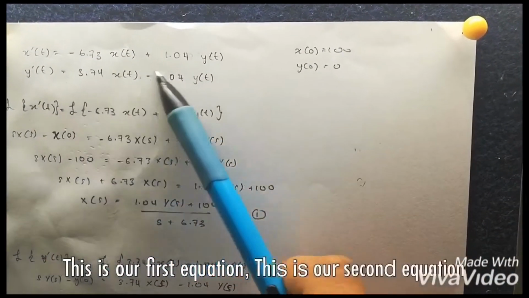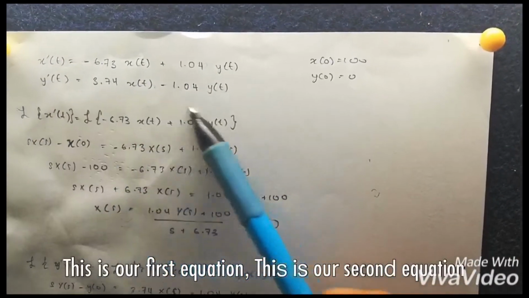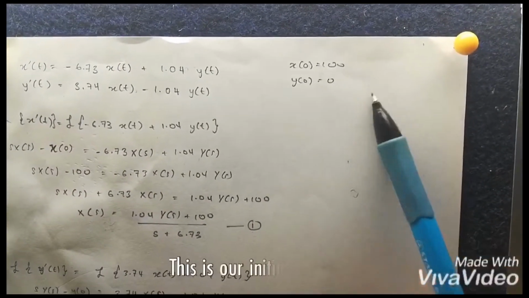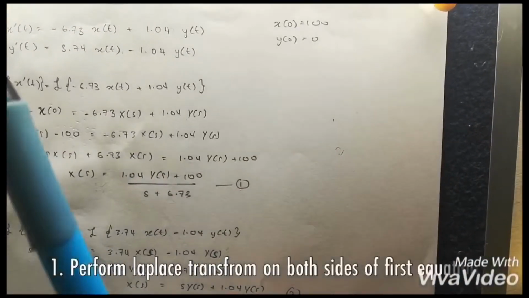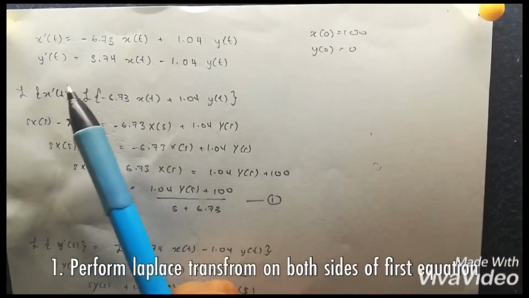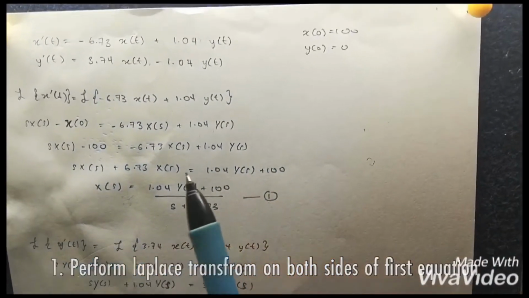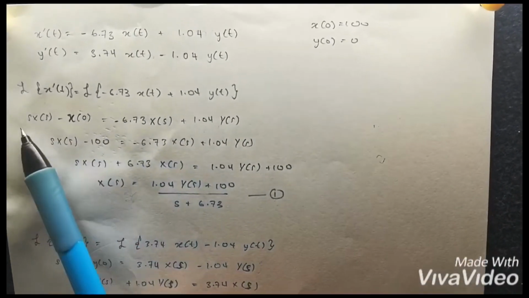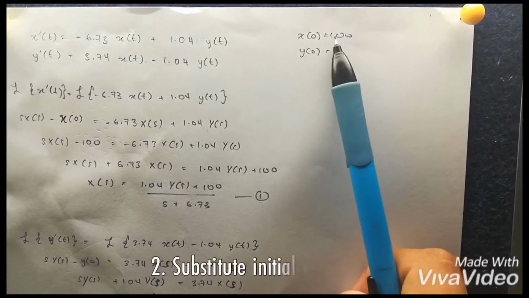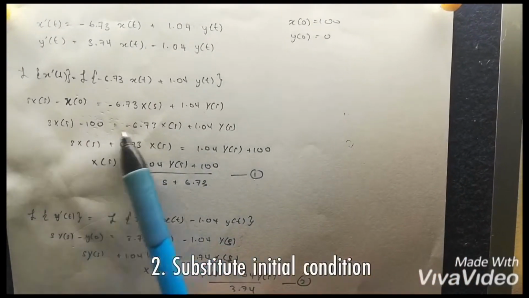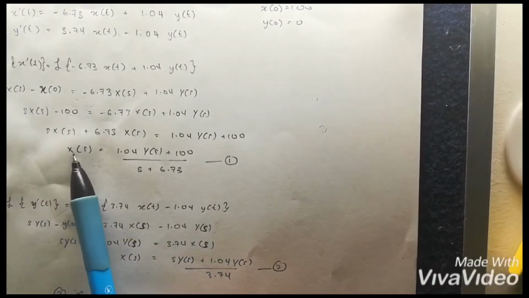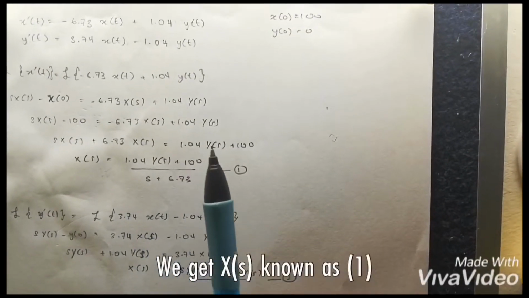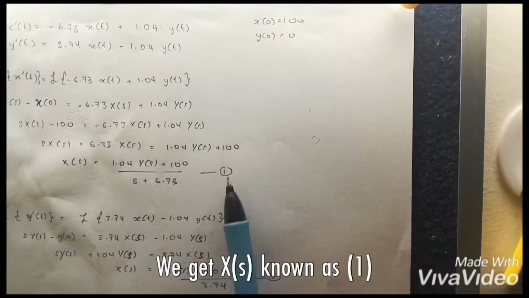So this is our first equation, this is our second equation, and this is our initial condition. So first, we perform Laplace transform on both sides of our first equation. So we get this. And then we substitute the initial condition, we get this. So we make this as one term, so we choose X(s) as our term. So this is first.